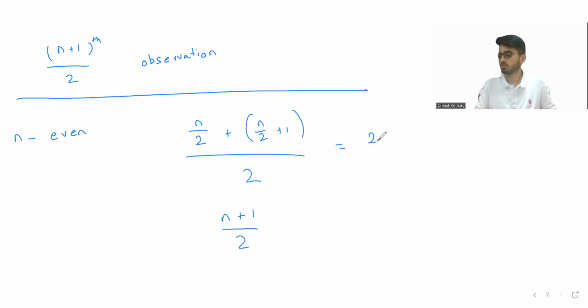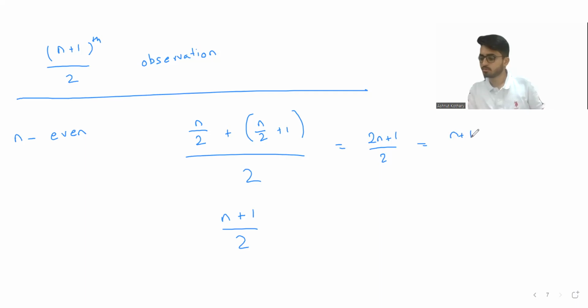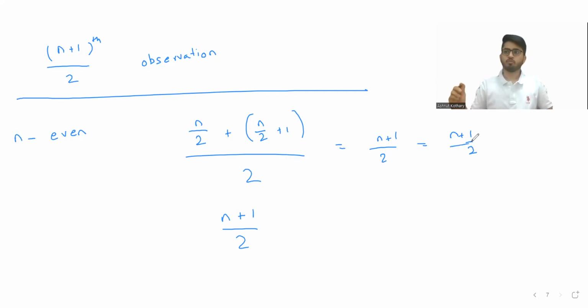This is nothing but 2n plus 2 by 2, so n by 2 is equal to n, so then n plus 1. So n plus 1 by 2. So what we need to just understand is we are just looking at the (n plus 1) by 2th observation. So in case I have this data set: 3, 6, 7, 8, 8, 9.